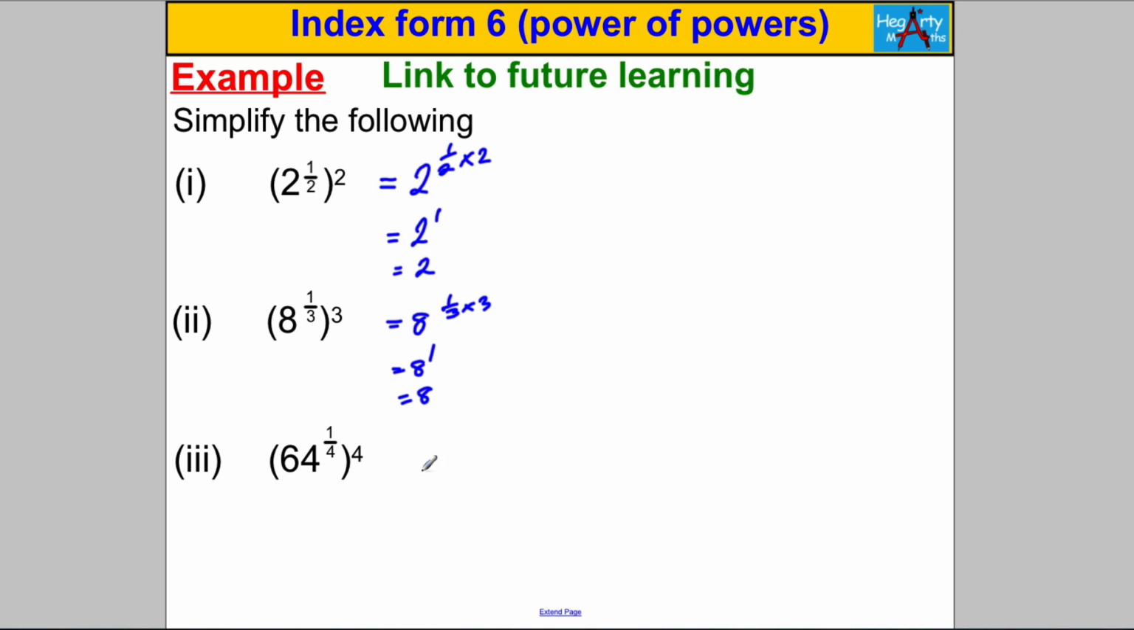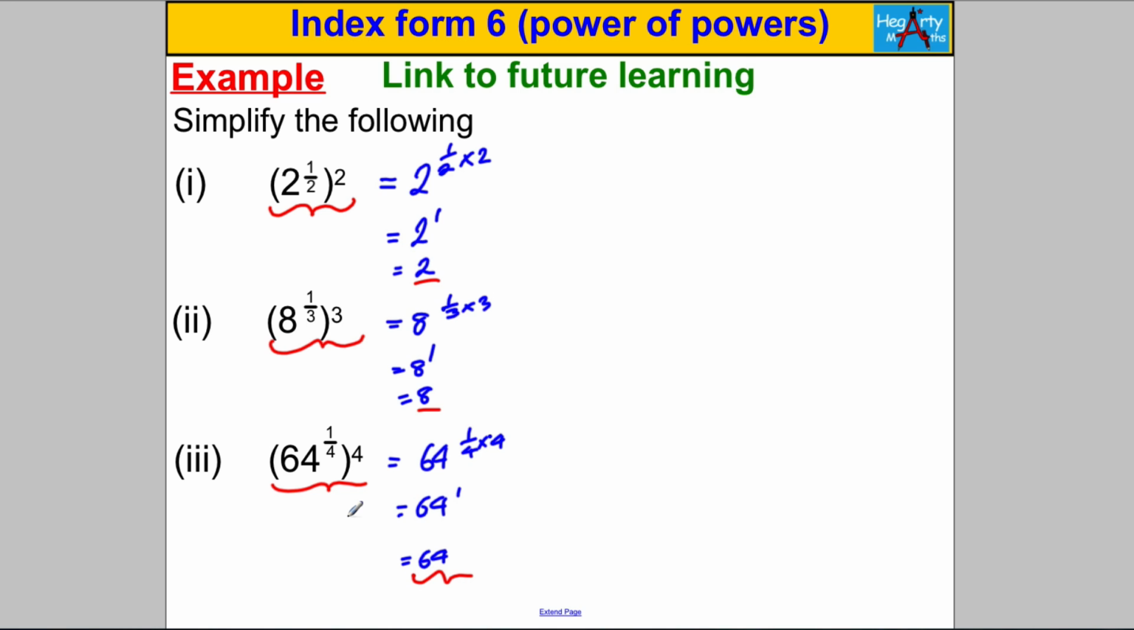And I'm sure you can see the same thing going on here. This is going to be 64 to the quarter multiplied by 4, which is going to be 64 to the power of 1, which is 64. Now, I'm just going to come back to that later, but just to show you, see how 2 to the half squared gave me 2, 8 to the third cubed gave me 8, and 64 to the quarter all to the power of 4 gives me 64. I'm going to use that later.